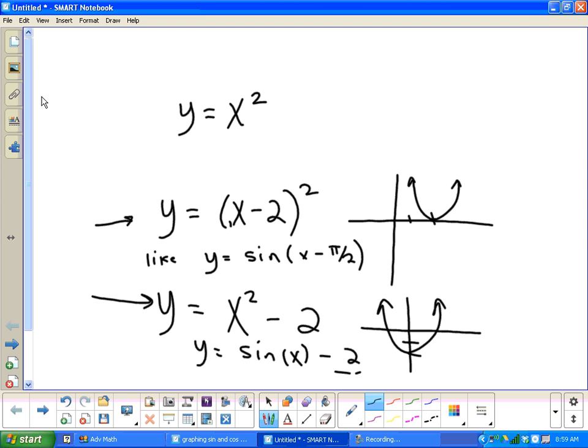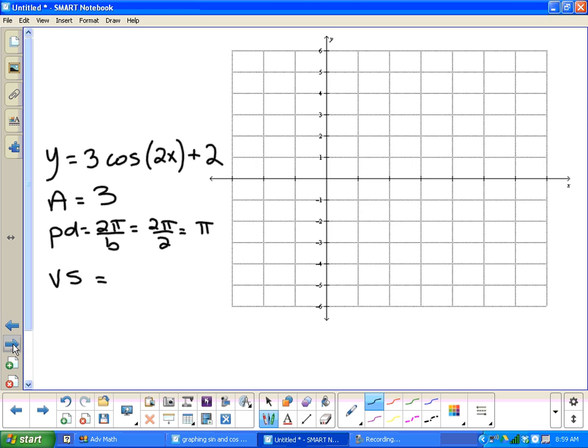Right here, if I said x squared minus 2, it would shift the parabola down 2 units. So if I say plus 2, then this is going to shift my graph up 2 units. Now you don't have to say up. If you want to say up, you can. I'm just going to say 2.